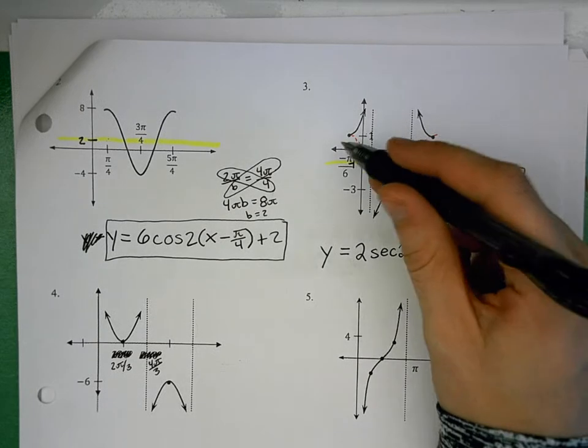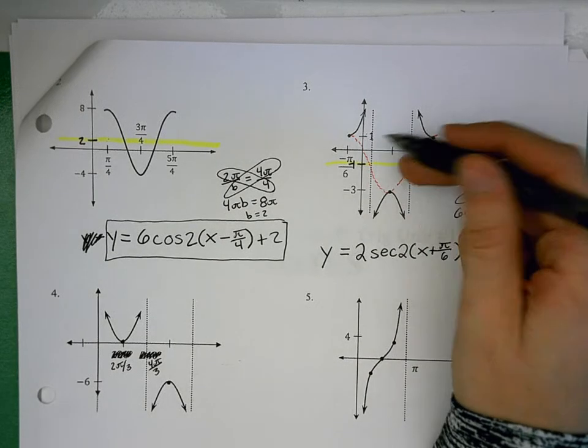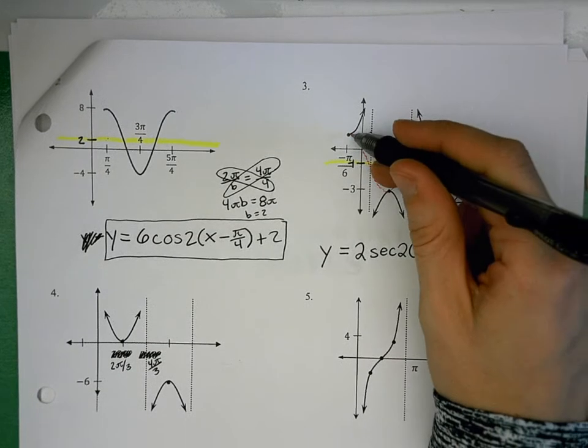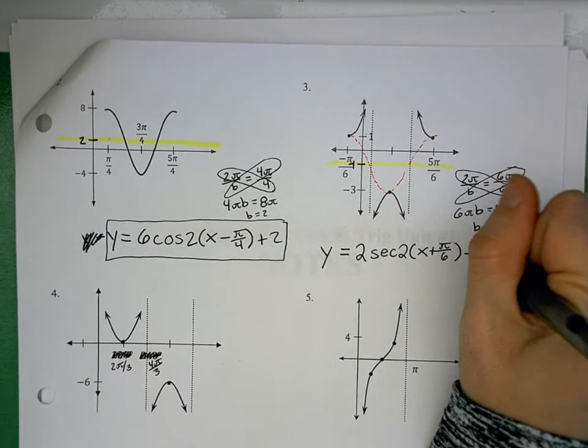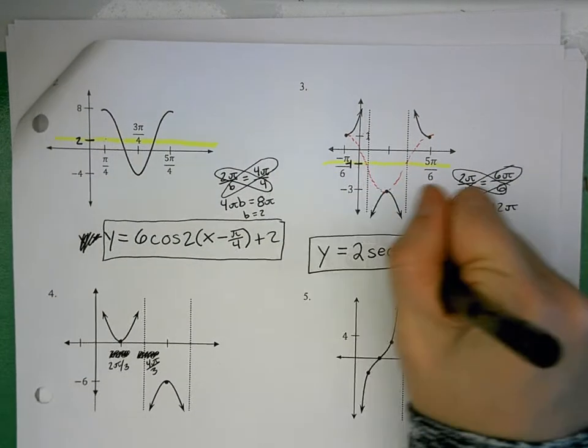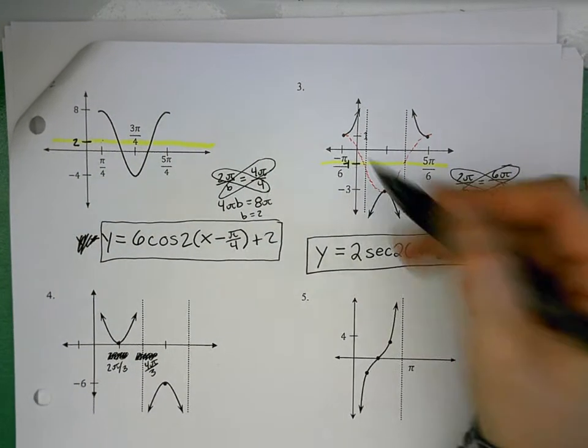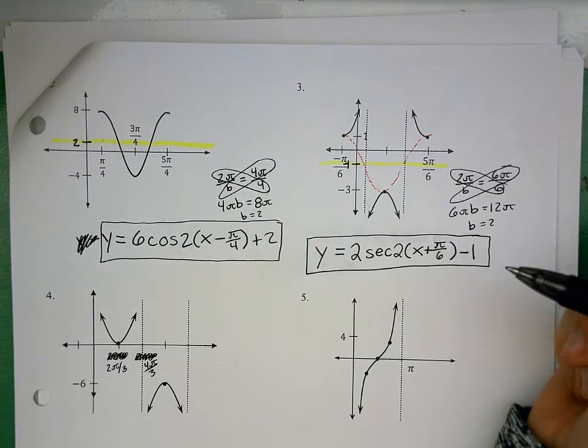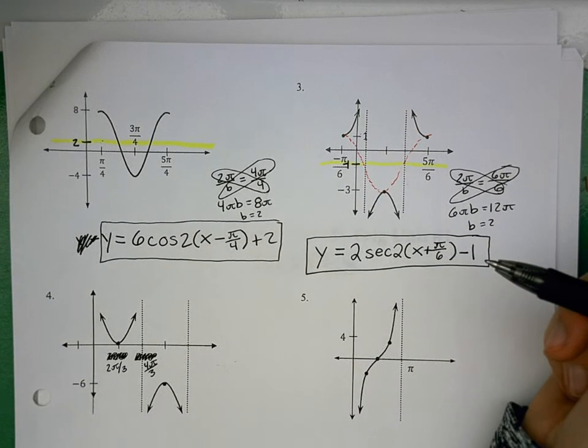Okay, and I need this to be at 1, and so what do I need to do to my 2 to get it to be at 1? I need to subtract 1. And there's my secant graph. Now when I plug in my -π/6, I get my starting point of -π/6, 1.